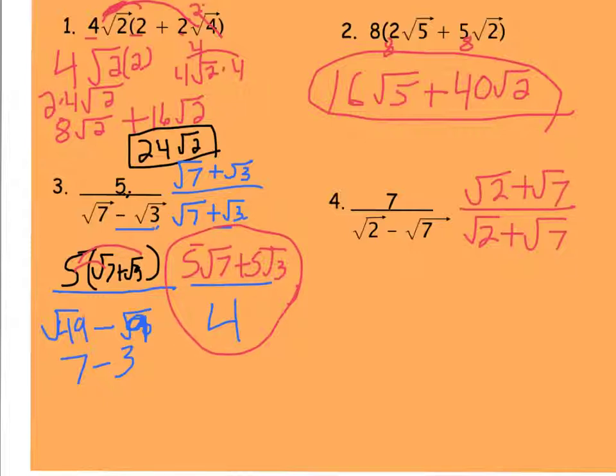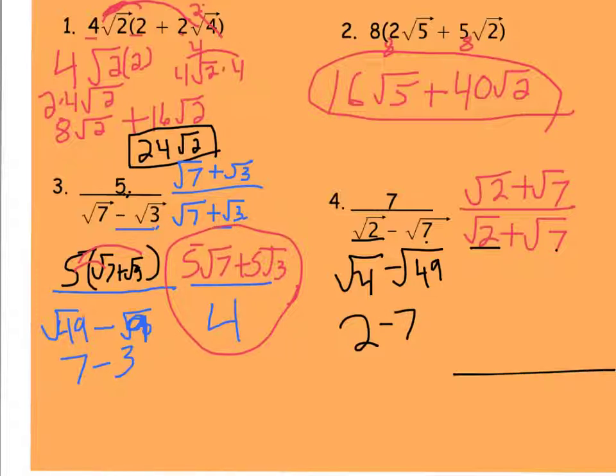So if you remember the shortcut, this multiplied to this is really square root 4, which just brings us back to 2. And this multiplied to this is really 49, which when you square root it, it's back to 7. So I end up with 2 minus 7. So my denominator is negative 5.